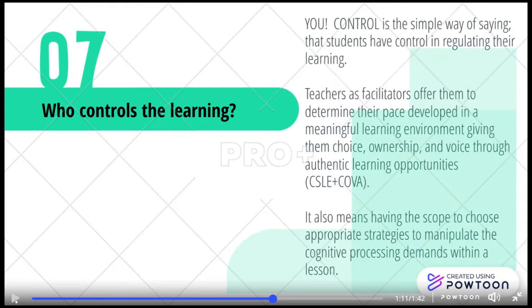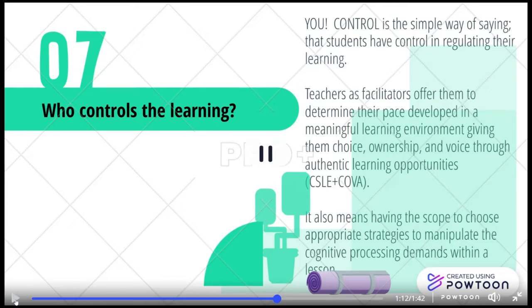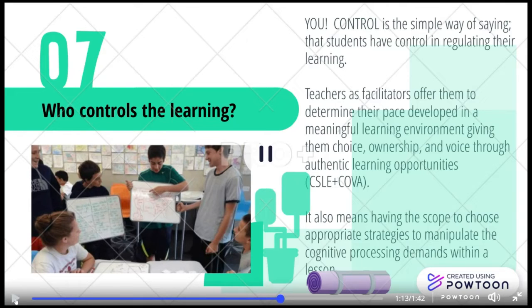When we refer to educational terms, having control is the simple way of saying that students have control in regulating their learning. However, teachers as facilitators offer them the chance to determine their pace, developed in a meaningful learning environment, giving them choice, ownership, and voice through authentic learning opportunities. See SLE plus COVA, thus exercising their possibility and discretion over the sequence, pace, and amount of information they can process. It also means having the scope to choose appropriate strategies to manipulate the cognitive processing demands within a lesson.